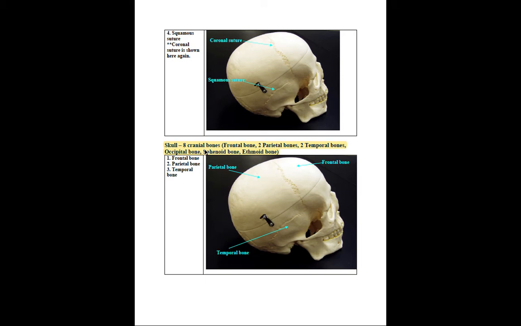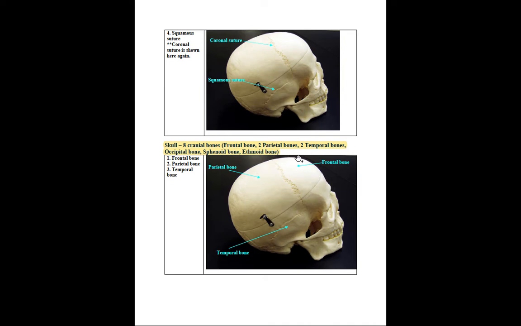Then when you look at the actual cranial bones, there are 8 cranial bones: 1 frontal bone, 2 parietal bones, 2 temporal bones, the occipital bone, and then the 2 that most students forget, the sphenoid bone and the ethmoid bone. So we'll go through each of these bones.